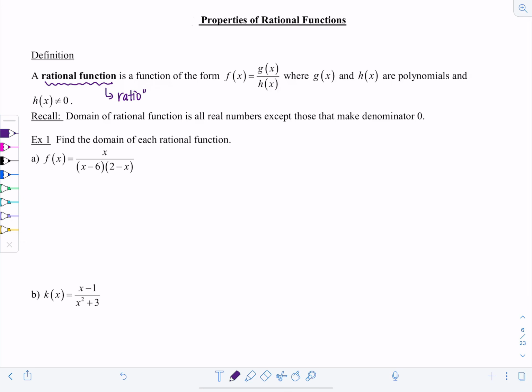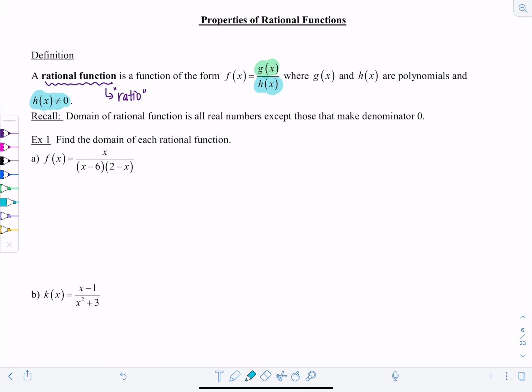Rational means there's a ratio, right, of two quantities, and in this case, the two quantities are polynomials, which we just studied in the previous lesson. So anytime you have a rational function, it's because you have a ratio or what looks like a fraction involving two polynomials. And just keep in mind here that h of x, or whatever's in the denominator, cannot be 0. So remember, the domain of a rational function is going to be all real numbers except whatever would make the denominator 0. We have to exclude those from the domain.